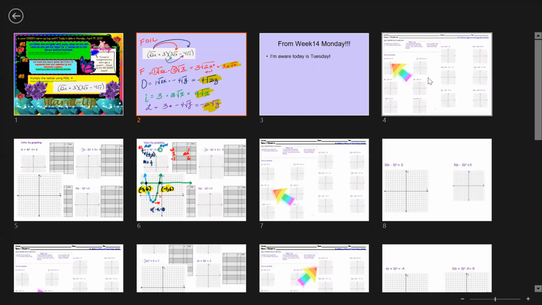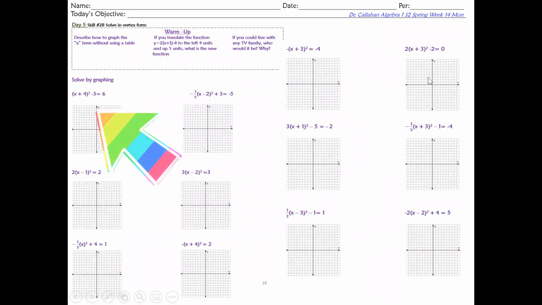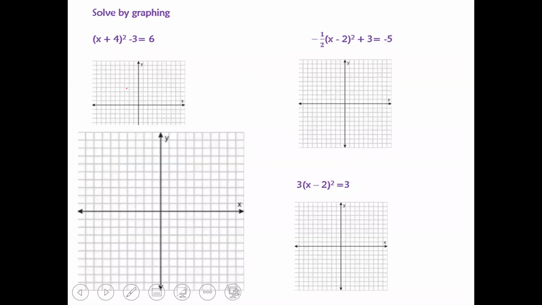All right, today we're going to go ahead and get started on this part right over here. It is under week 14, Monday's. I'm aware that today is not Monday, it's Tuesday, but it's going to be under there. So let's take a look at the first one. We talked about graphing with intersections.